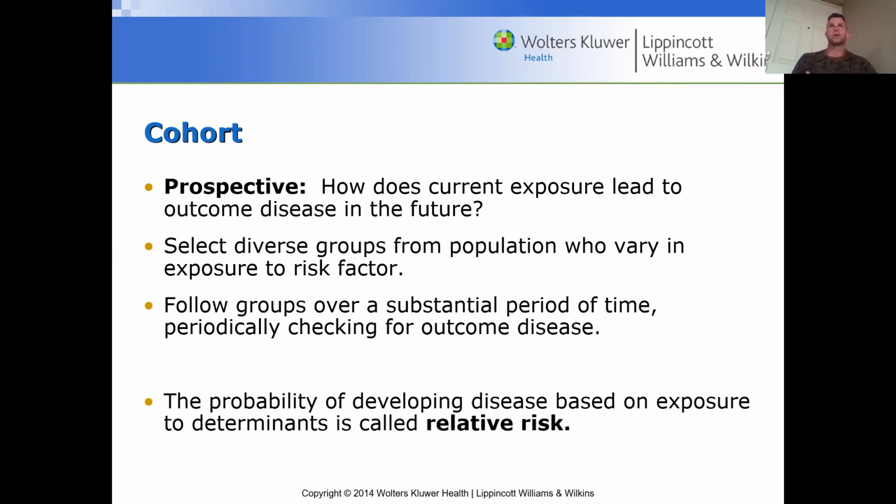Again, you're not always looking for disease. We could be doing a cohort and looking to see if we're improving. We could have a disease population who decide that they're going to start some type of exercise program or nutritional program, and we could follow them to see if it actually improves rather than gets worse, right? That's a little less epidemiological, as we're usually looking for problems in epidemiology, but you can use cohorts in other types of research as well as just looking for disease. The probability of developing disease based on exposure to determinants is called relative risk.